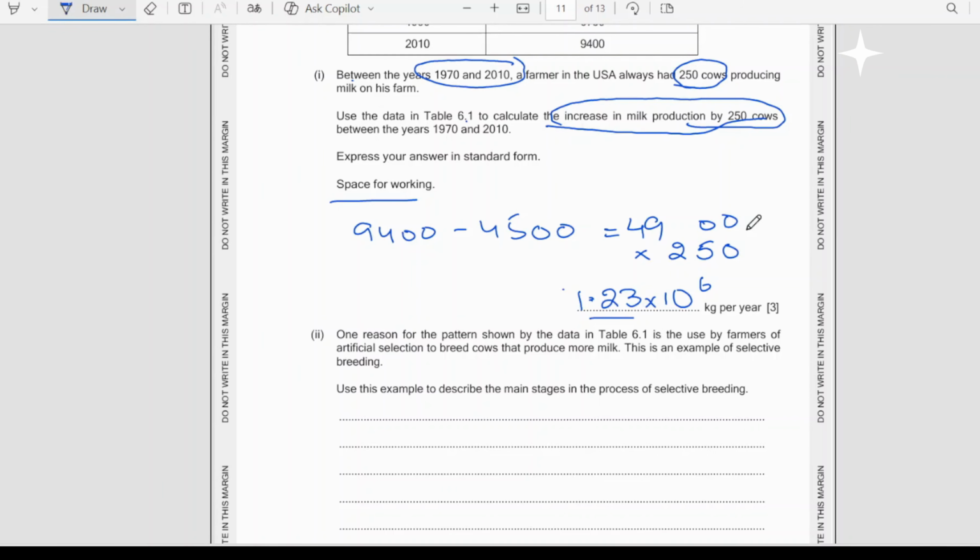What is the process of selective breeding? Same wording in every case. Select cows with, wait. Use the same wording as is used by the question. So what are we choosing? We are choosing cows which produce more milk. So select cows with increased milk production.